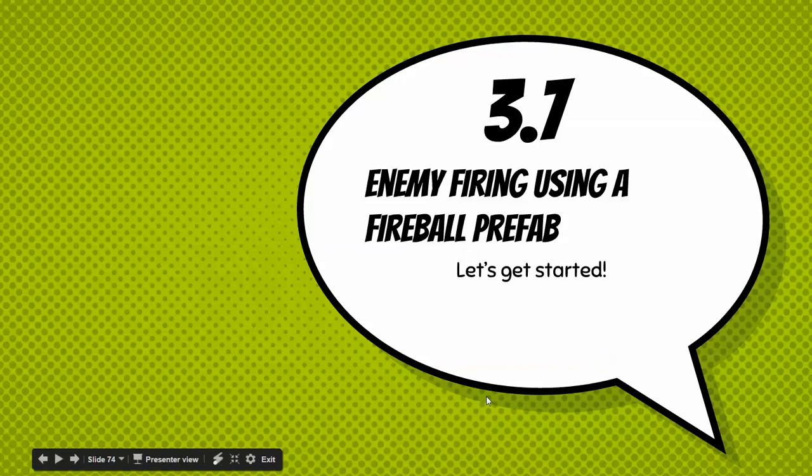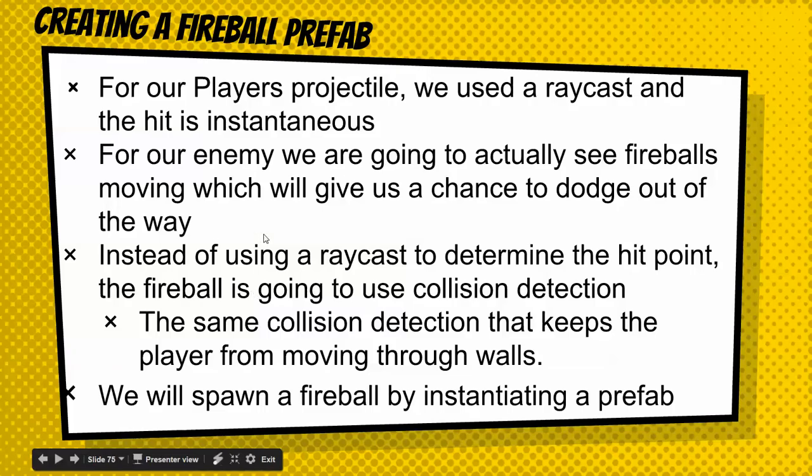All right, ladies and gentlemen and programmers, we're going to learn how to create a fireball. The enemy is going to shoot at us, and we're going to use a prefab. For the player's projectile, we were using a raycast, and because it's like a laser beam, the hit was instantaneous. It happened right away. For our enemy, we're going to shoot fireballs, and the hits aren't going to be automatic. The fireballs are actually going to move, which gives us a chance to dodge out of the way.